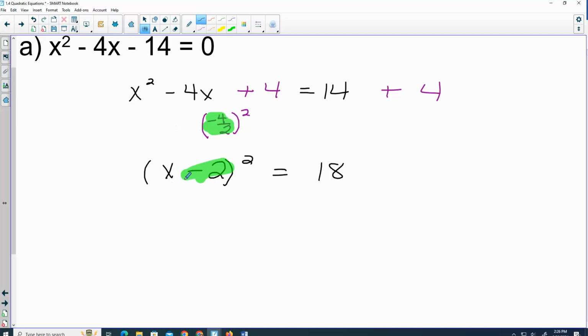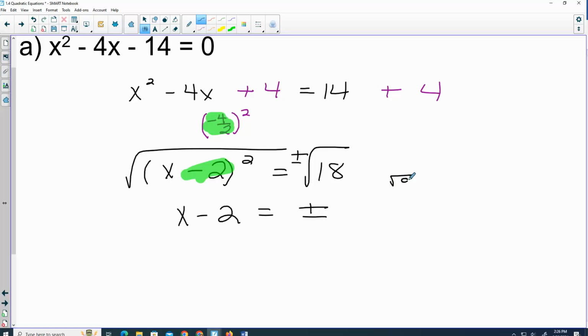If I told you to solve for x now, what would you do? Square root. When you do that, you need a plus and minus. So x minus 2 equals plus or minus the square root of 18. How would I break down 18? Yeah, 9 and 2, so the square root of 9 is 3. Can't break down the radical 2. Then final step to get x by itself, add over the 2. So it's 2 plus and minus 3 radical 2.